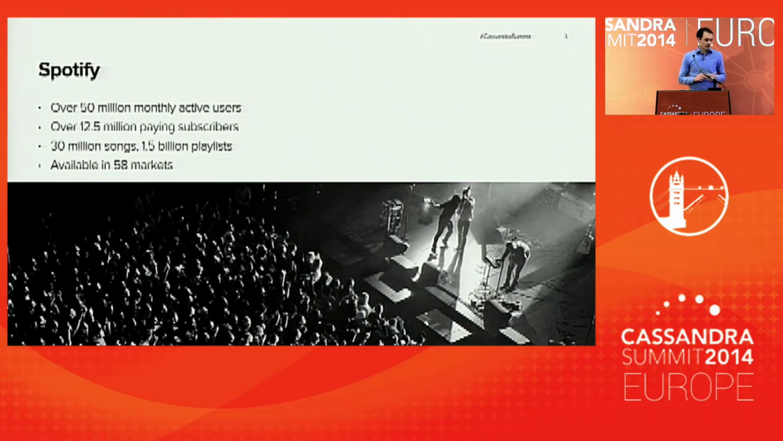So, some words about Spotify. We have 50 million monthly active users and 12.5 million paying subscribers. We have a lot of songs, a lot of playlists, and a lot of data that we store in Cassandra. We're also available in 58 markets all over the world.